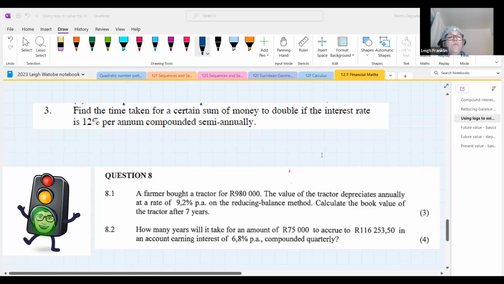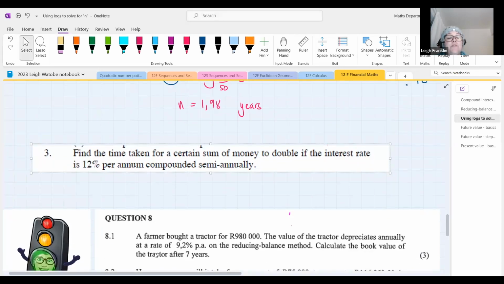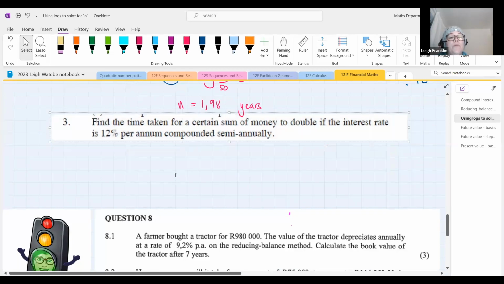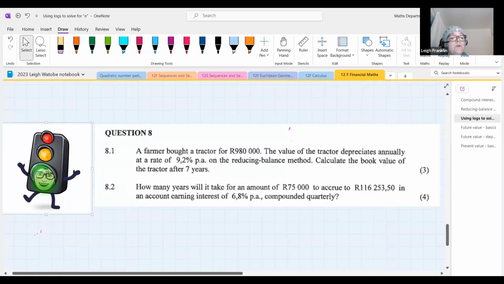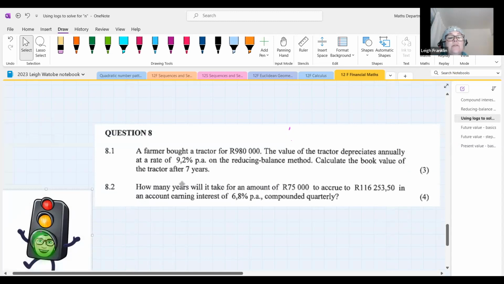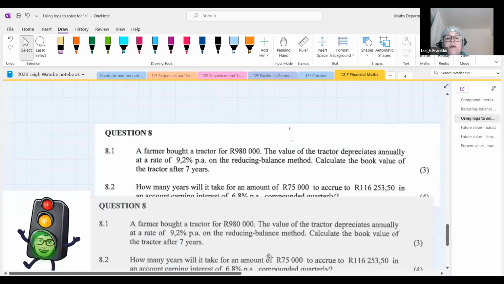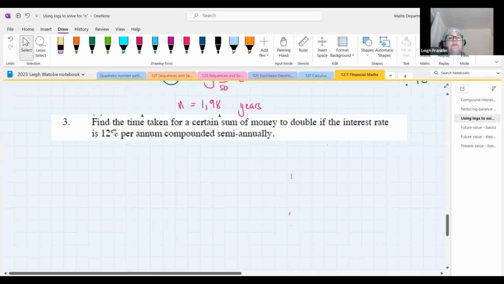All right, so we've got time to do a couple. These are exam questions that we can have a look at now. I just wanted to show you one more thing that was a little bit unusual, just in case you see something like this, then you would know how to deal with it as well. Now it asks us to find the time taken for a certain sum of money to double if the interest rate is 12% per annum compounded semi-annually.